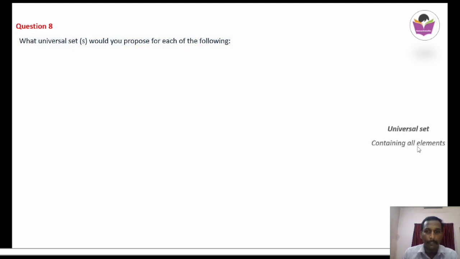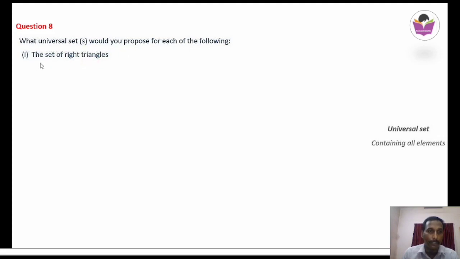Next we shall discuss question number 8. What universal set or sets would you propose for each of the following? Here a universal set means a set containing all elements. For example, in the first question, the set of right triangles is mentioned. Here we are actually asked to write a universal set for this set. So we have to form a bigger set which includes this set. Once again, if you want to form a universal set, we have to form a bigger set which includes this set also.